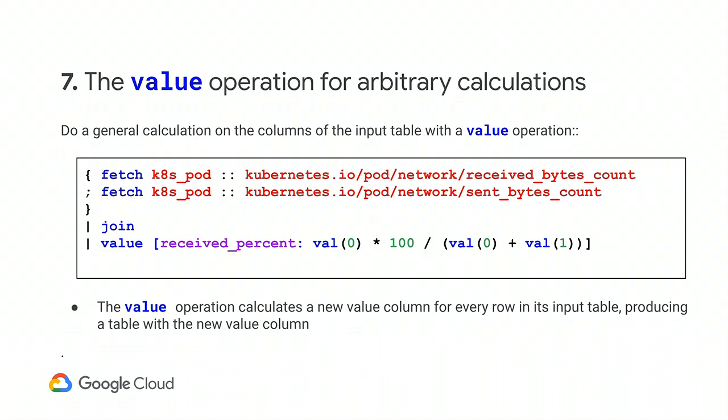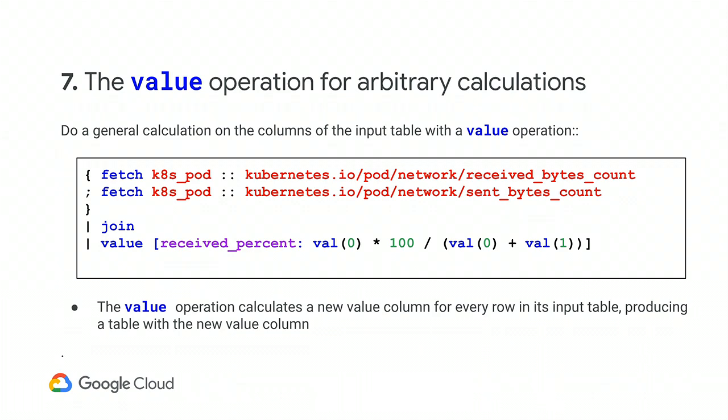We could have used received byte count and sent byte count here. It wouldn't have fit on the slide as well, but it would be maybe more readable in some sense. We could have done that. So that's the sum of bytes sent and received. Here's the bytes received times 100, and dividing, we get the percent of those. So the value table operation basically allows us to do arbitrary computations on the input table.